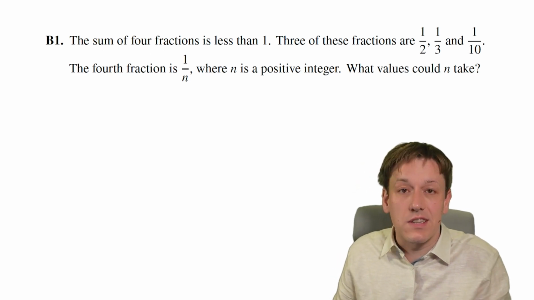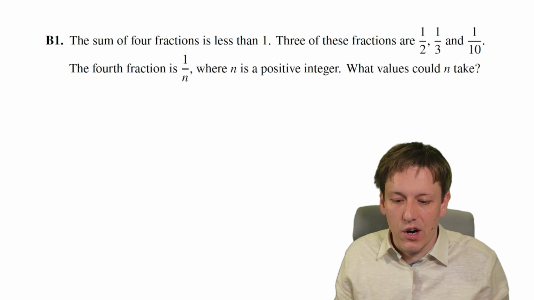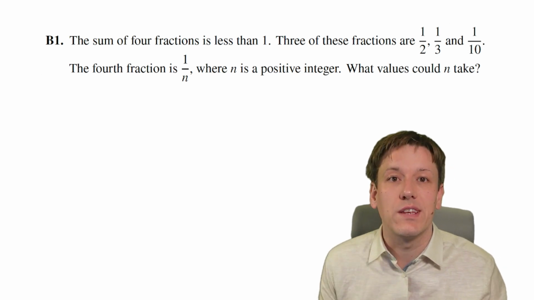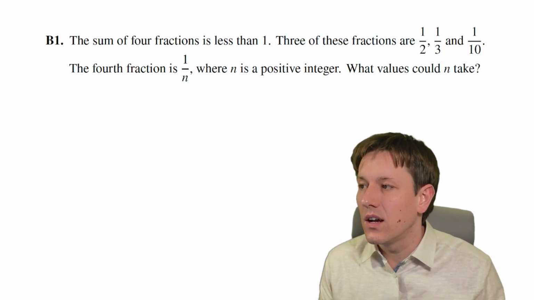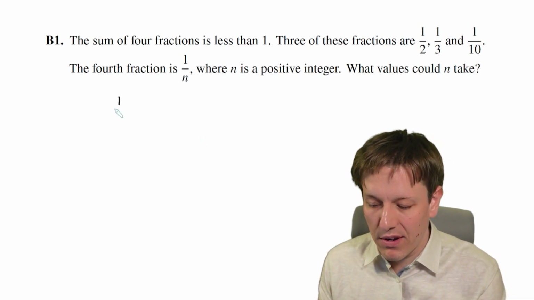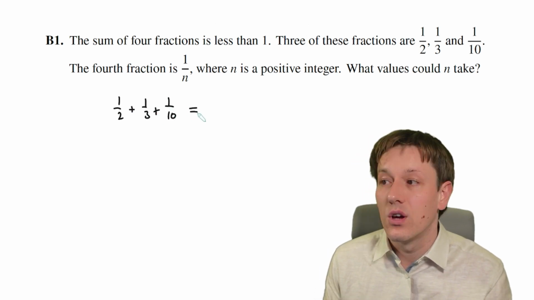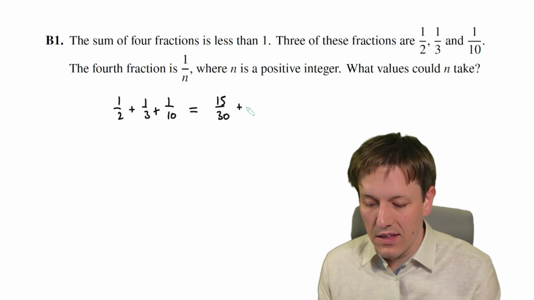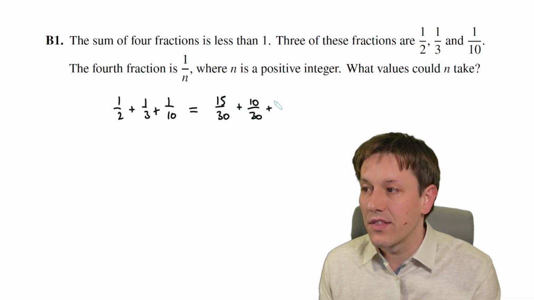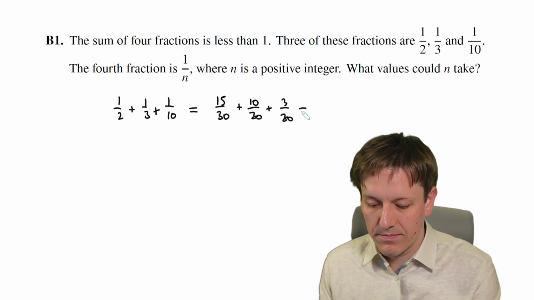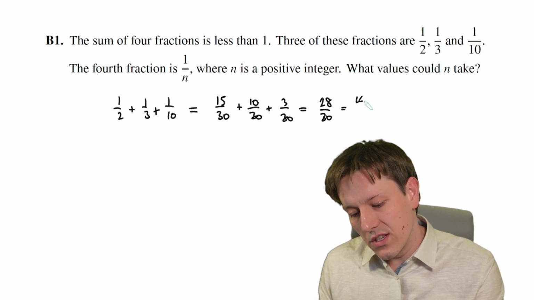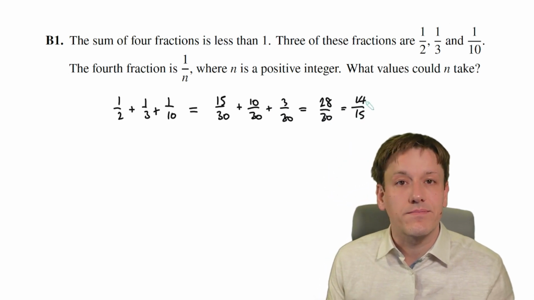It says the sum of the 4 fractions is less than 1. 3 of the fractions are a half, a third, and a tenth. The 4th fraction is 1 over n, where n is a positive integer. What values could n take? Well, if I add together the 3 fractions that we start with here, 1/2 plus 1/3 plus 1/10, we can put them over a common denominator of 30. That's 15/30 plus 10/30 plus 3/30. Adding those together then gives 28/30, which is 14/15.